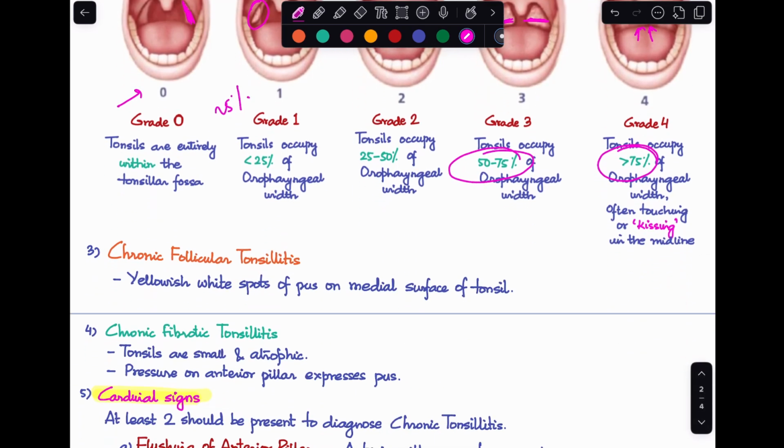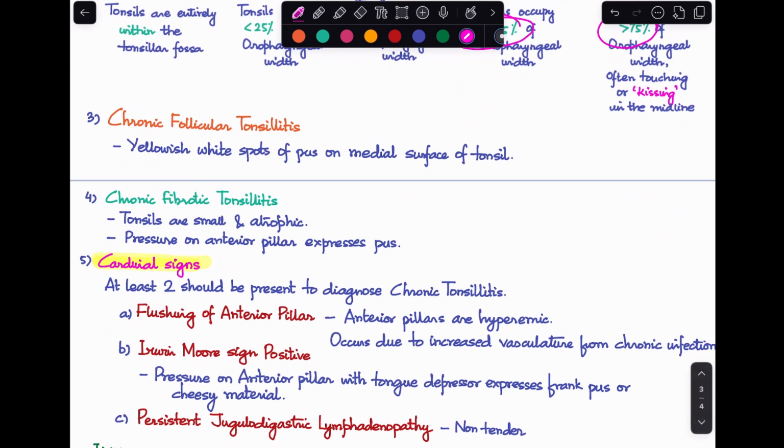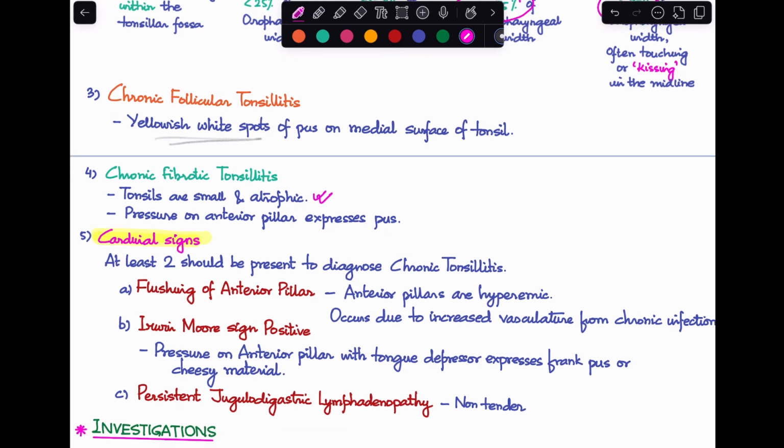In chronic follicular tonsillitis, instead of a uniform enlargement, we will be seeing yellowish white spots of pus on the medial surface of the tonsil. Whereas for chronic fibrotic tonsil, as we have already discussed, the tonsils are going to be very small and atrophic. And even though they are small and atrophic, when you press on the anterior pillar, you will be able to express frank pus or some cheesy material. So these are the three different chronic tonsillitis and the different findings that you would find in them.